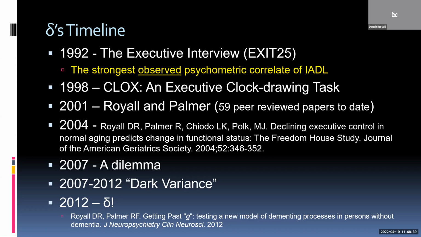And between 2007 and 2012, Ray and I sort of wandered around in the wilderness trying to explain, to our own satisfaction, where the variance in functional status is that cannot be easily attributed to cognitive change, at least empirically. And that led eventually to the Delta construct in 2012. So I can't believe it's already been a decade since we came out with our first D-related paper.